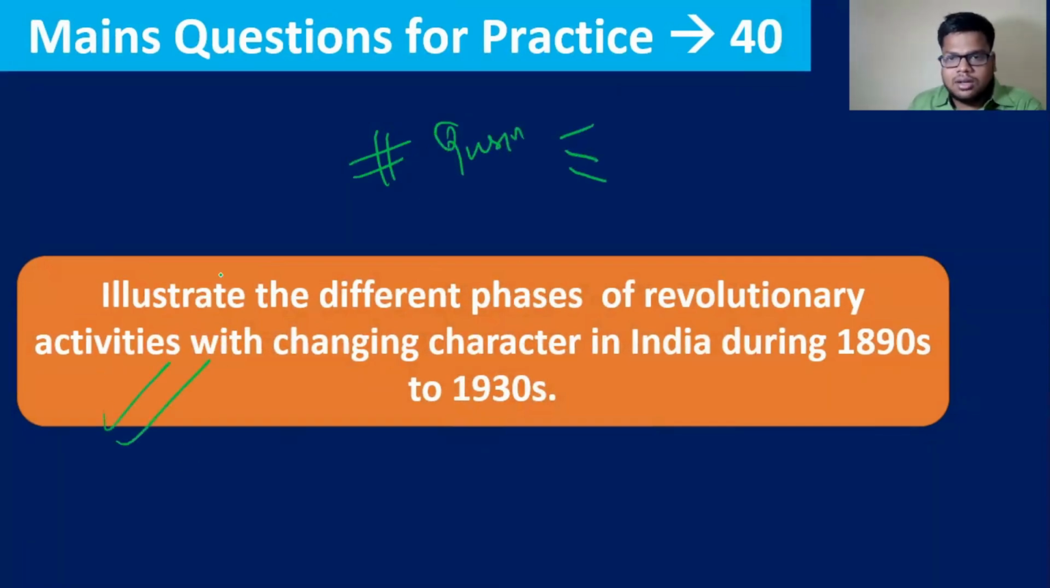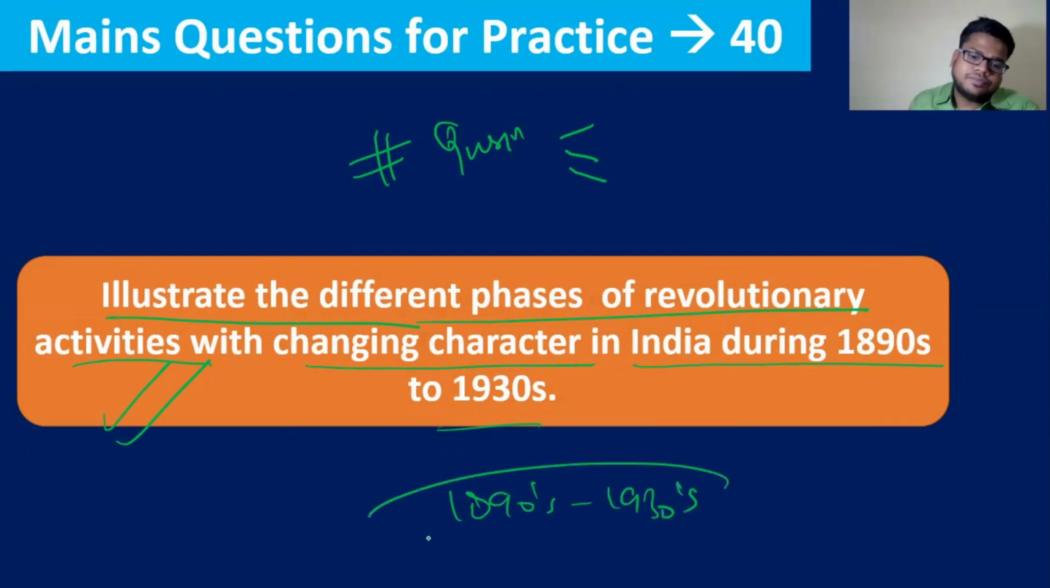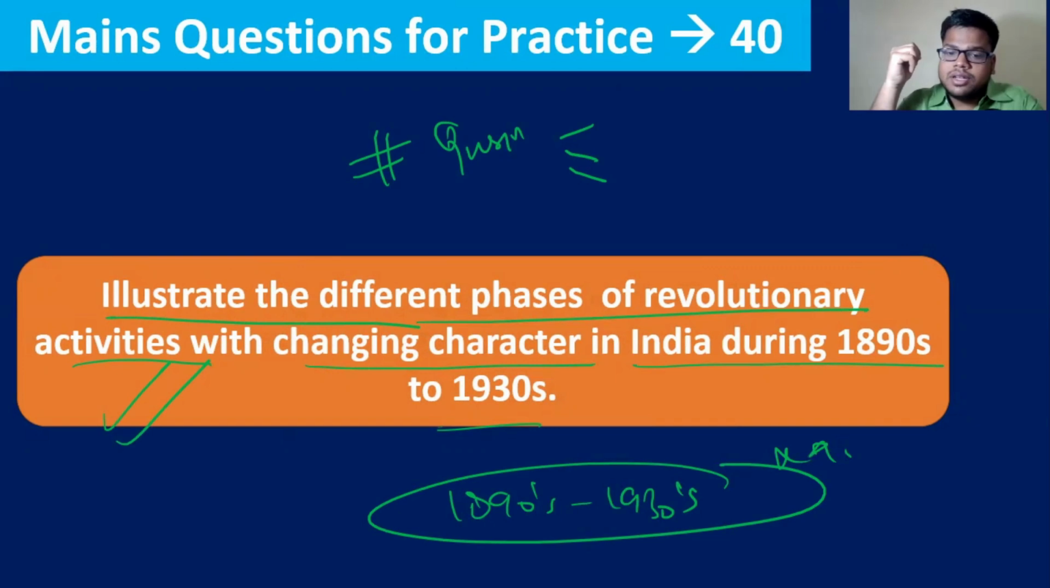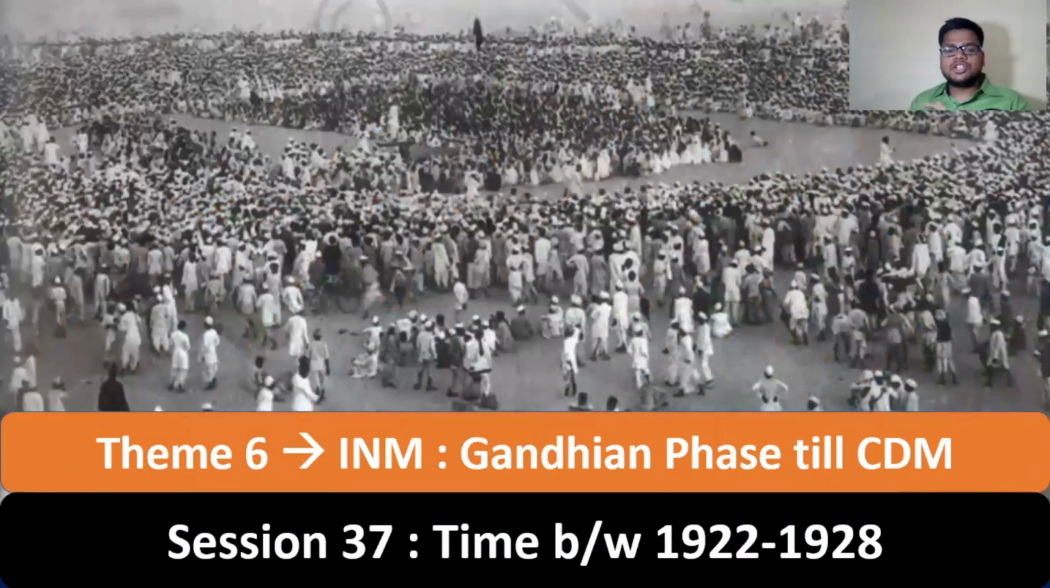One question I'll give you for the mains: Illustrate the difference between different phases of the revolutionary activities with the changing character in India between the 1890s and the 1930s. So we need to see the different phases of the revolutionary activities. It's a good question. Try to attempt this question. We have already discussed it. So with this, we finish this particular session.